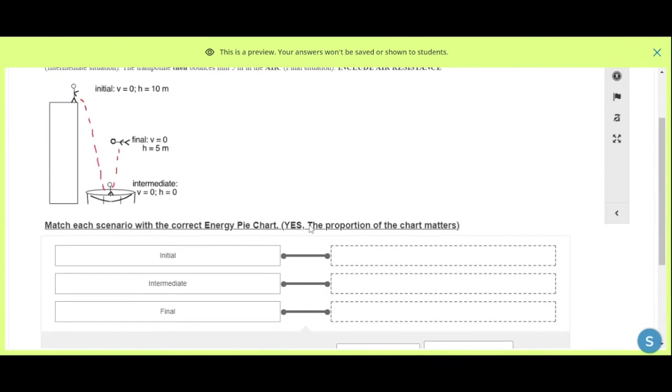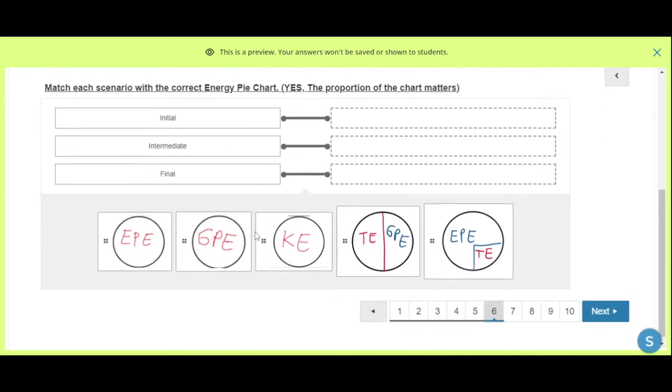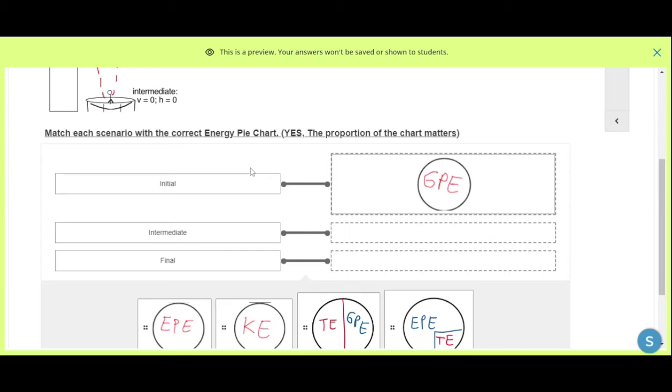Same question, but now we need to go ahead and find our energy pie charts. So it was good that we identified the types of energy on the last slide. Now when it comes to finding the pie charts, this should be a piece of cake. Initially, we said all he has is GPE. So in the beginning, all we need is GPE.